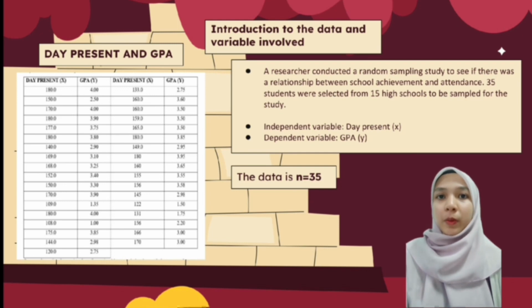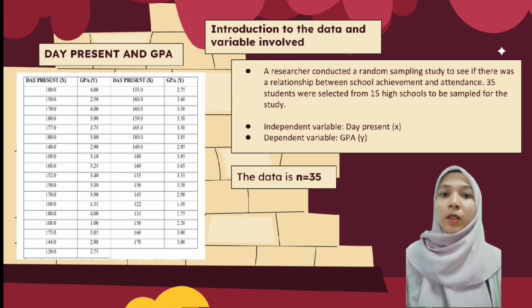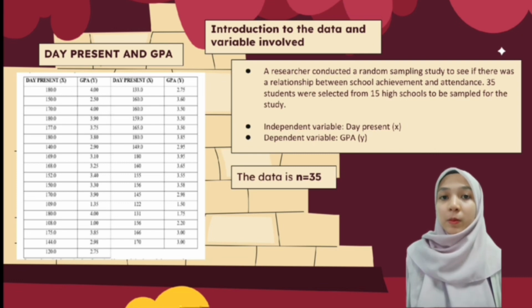I want to present our part, which is the introduction to the data and variables involved. A researcher conducted a random sampling study to see if there was a relationship between school achievement and attendance. 35 students were selected from 15 high schools to be sampled for the study. So, you can see the data. The independent variable is days present, which is X, and the dependent variable is GPA, which is Y. So, our group picked data with n equal 35.